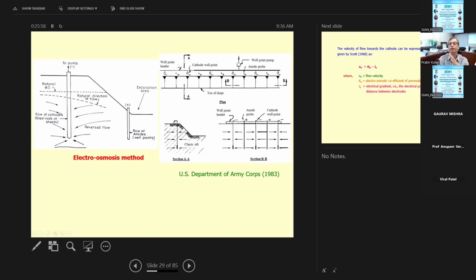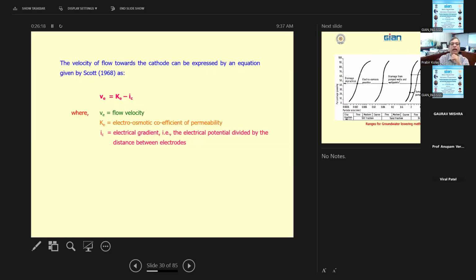This is how it looks, from the U.S. Army Corps of Engineers: the well point header, and then the well point pump. What are the anode probes and cathode probes? How many do you need? Several of them, and then you put the well point, obviously to the pump, where the cathode is. Then there is the velocity of flow towards the cathode.